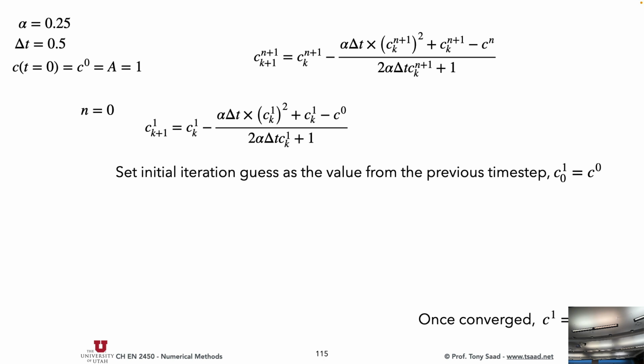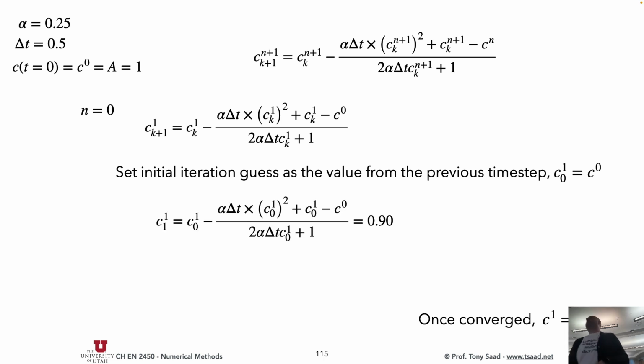Now, C1 is a nonlinear equation, right? So you have to iterate it over k. So that's where you see C1 at k plus 1 is C1 at k minus alpha delta t C1 at k squared plus C1 at k minus C0, that Cn over there is just a constant, comes in from the initial condition, over to alpha delta t C1 at k plus 1, okay? Now, what is your initial guess for the nonlinear solver? You use the value from the previous time step, which in this case is your initial condition, C0. Okay, that is your initial guess.